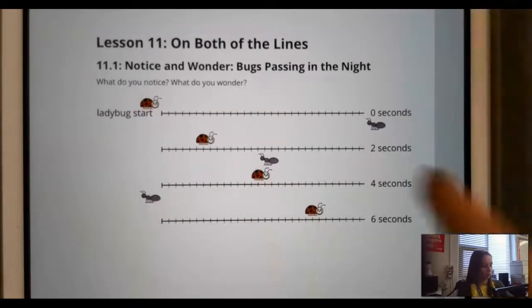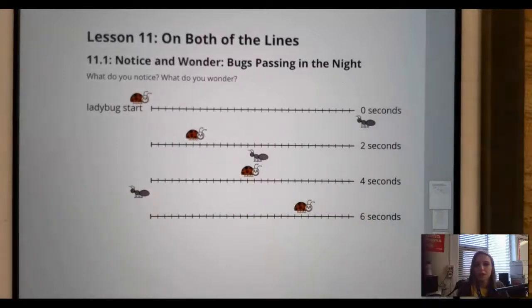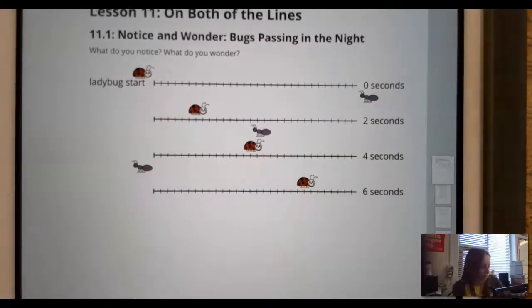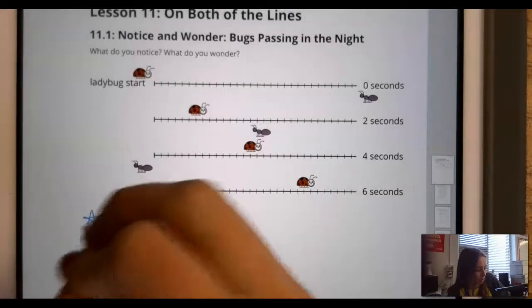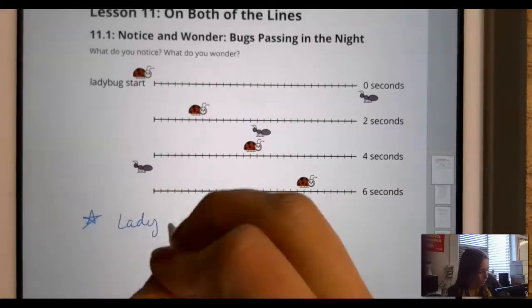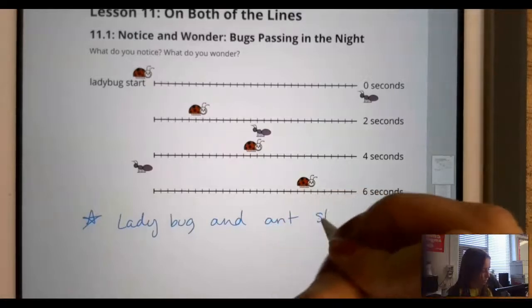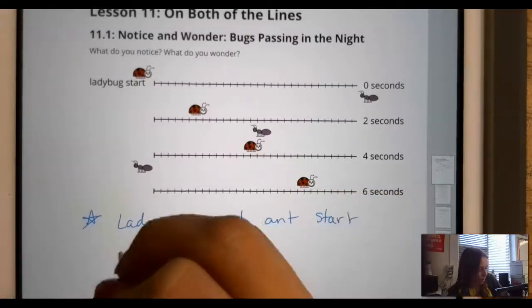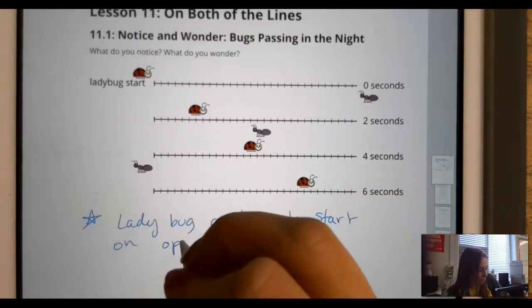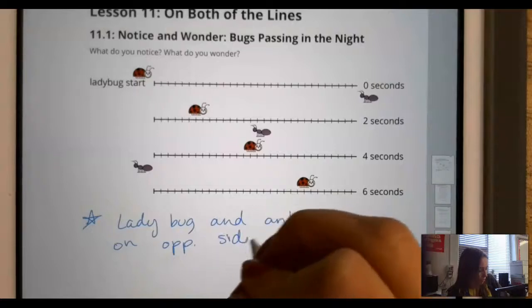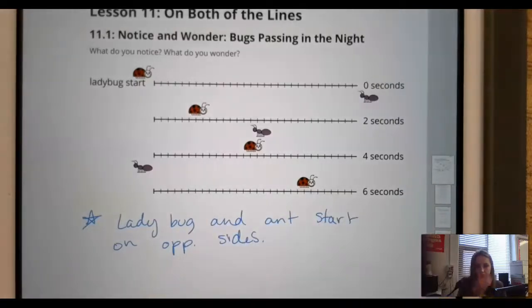So, just glancing at this, you might notice that the ladybug and ant start on opposite sides. So you could jot that down. Ladybug and ant start on opposite sides. So that's one thing.